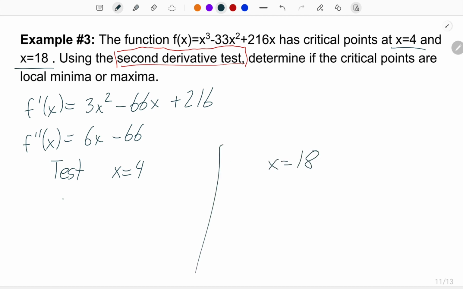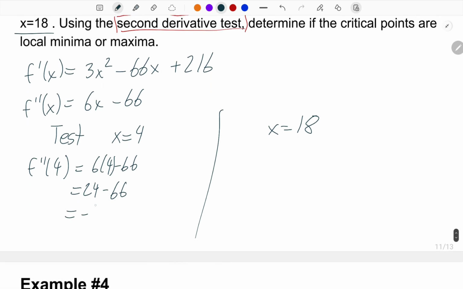We'll just do them separately. So what is the second derivative at 4? It'll be 6 times 4 minus 66, or 24 minus 66. I can already see this is going to be negative. Let's just get an actual number to that, negative 42. So therefore, at x equal to 4, it's negative. So think negative, think sad, think the top of the sadness part is a maximum.